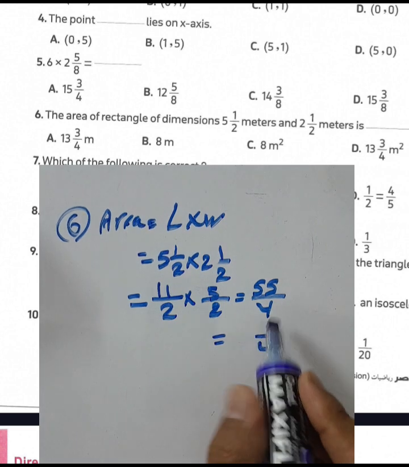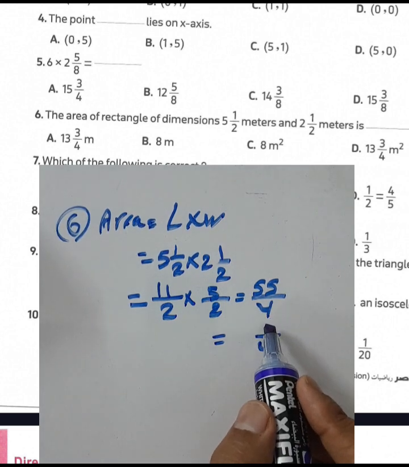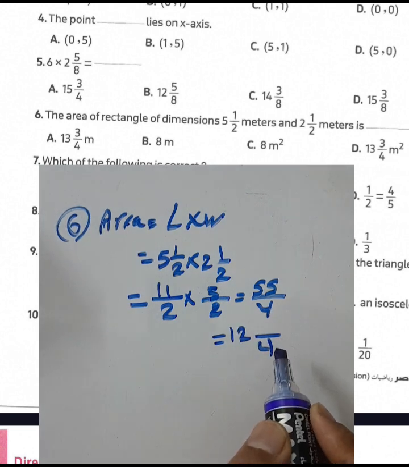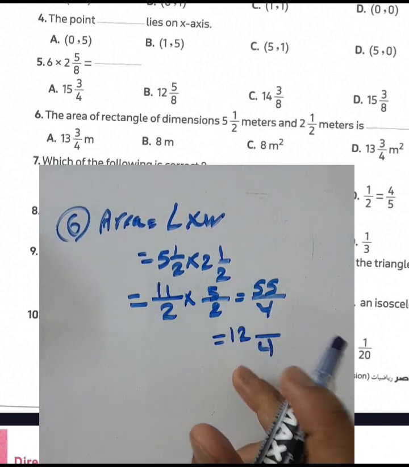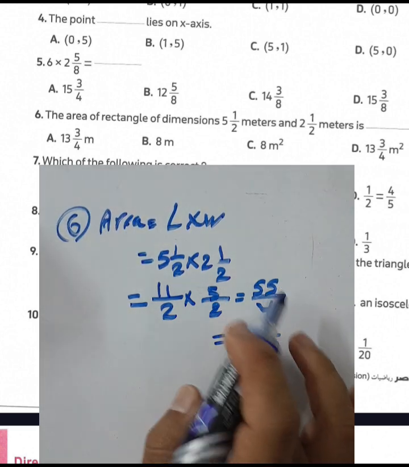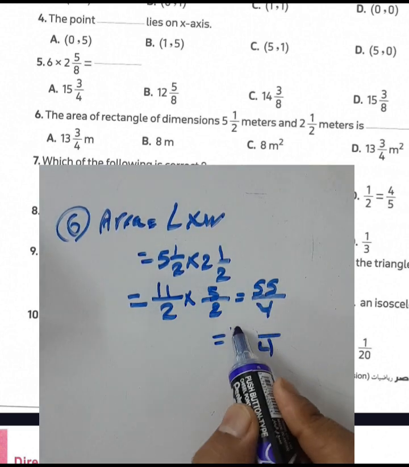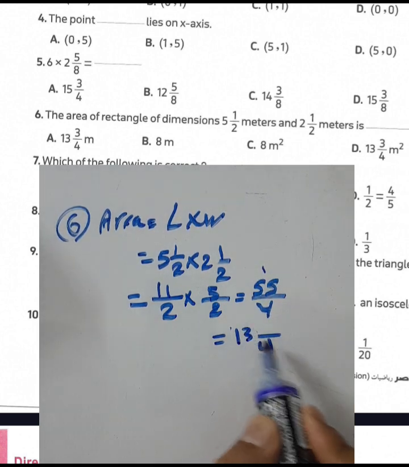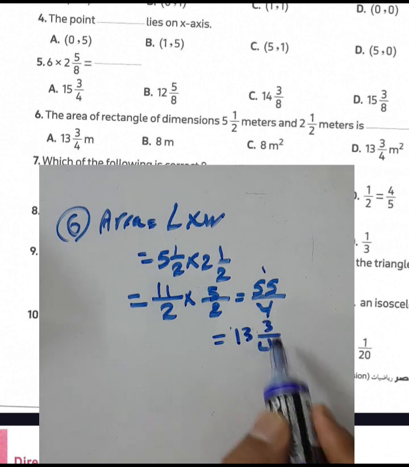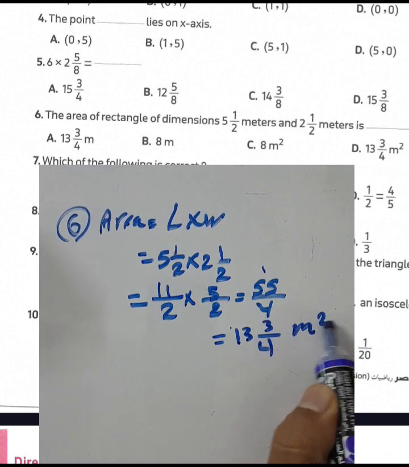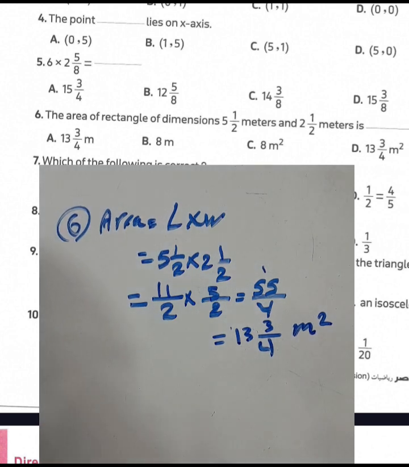Write 4 in the denominator. 55 divided by 4 equals what? 4 times 12 equals 48. You can count from 48 to 55, it will be 7. Or you can divide it, okay? 5 divided by 4 equals 1 and the remainder 1. 15 divided by 4 equals 3 because 3 times 4 equals 12 and the remainder 3. And the result will be 13 and 3/4 square meters. It's the area of the rectangle, length times width.